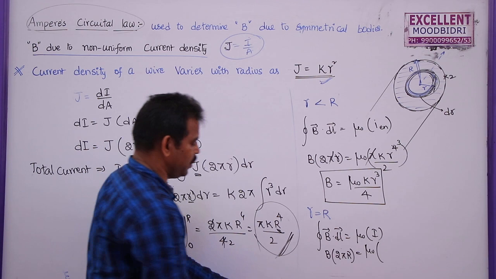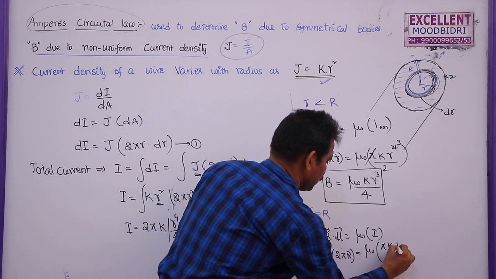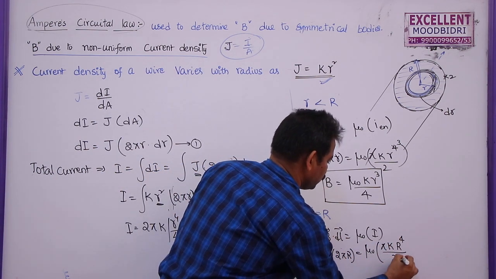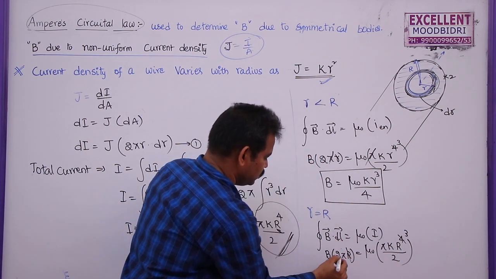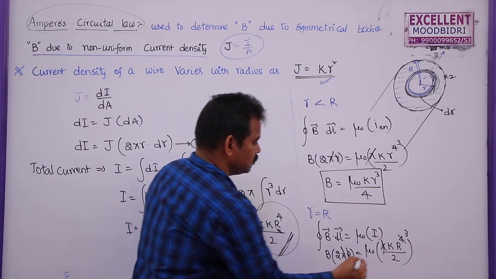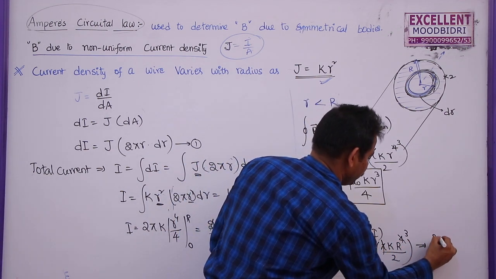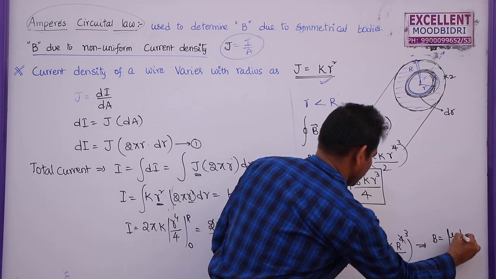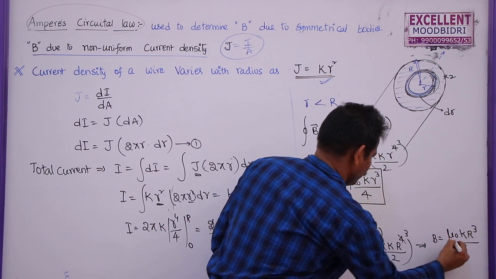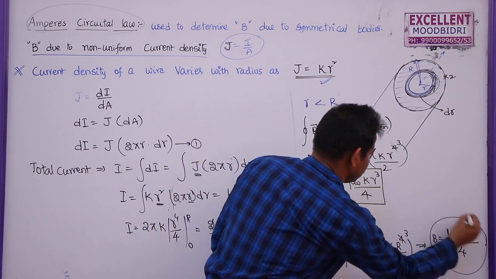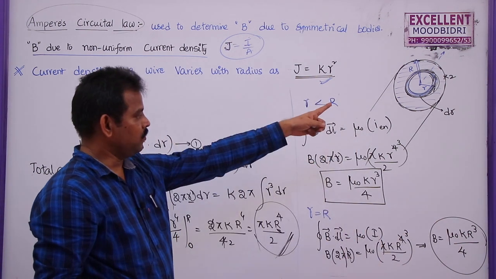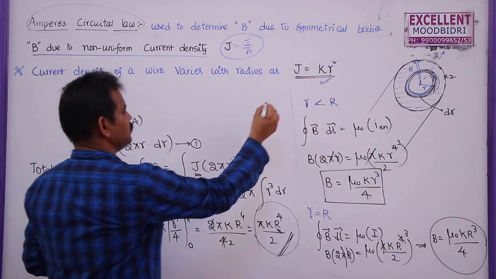pi k r to the power 4 by 2. Here also you can cancel r and r cubed, and pi and pi get cancelled. So the magnetic field is given by mu naught k r cubed by 2 times 2, which is 4. So this is the magnetic field on the surface of this wire when J is varying with r squared.